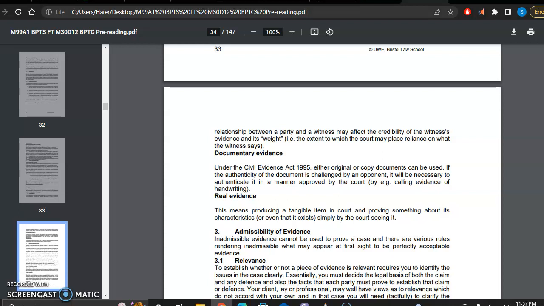Documentary evidence. Under the Civil Evidence Act, either an original or a copied document can be used. If the authenticity of a document is challenged by an opponent, it will be necessary to authenticate it in a manner approved by the court.